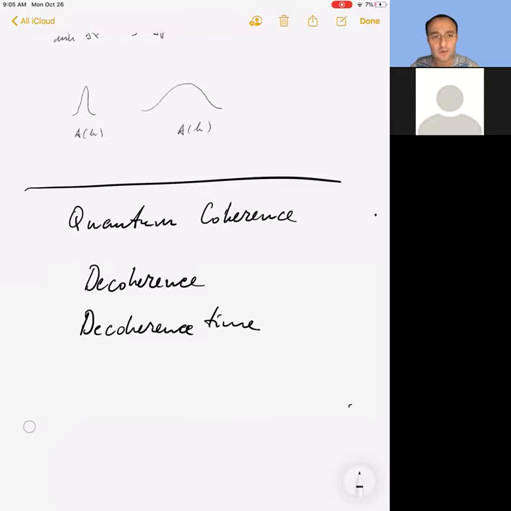Okay, so this is mostly for your culture. I'm not going to test you. I'm not going to ask you questions about quantum coherence. This is just to be a more enriched student in introductory quantum mechanics rather than just the standard material.